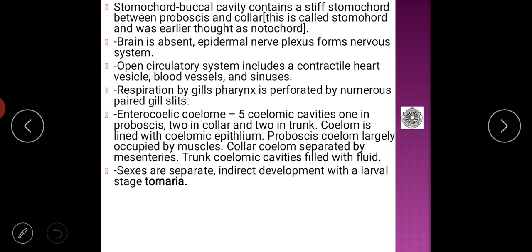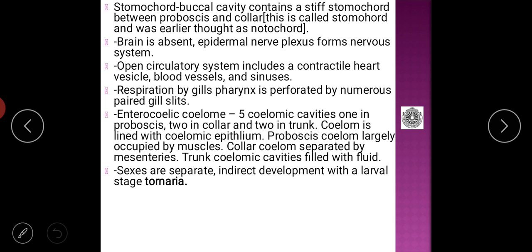Stomochord: the buccal cavity contains a stiff stomochord between proboscis and collar, and this is called the stomochord. Earlier it was thought to be the notochord. Brain is absent. Epidermal nerve plexus forms the nervous system, and the open circulatory system includes a contractile heart vesicle, blood vessels and sinuses. And respiration is by gills.